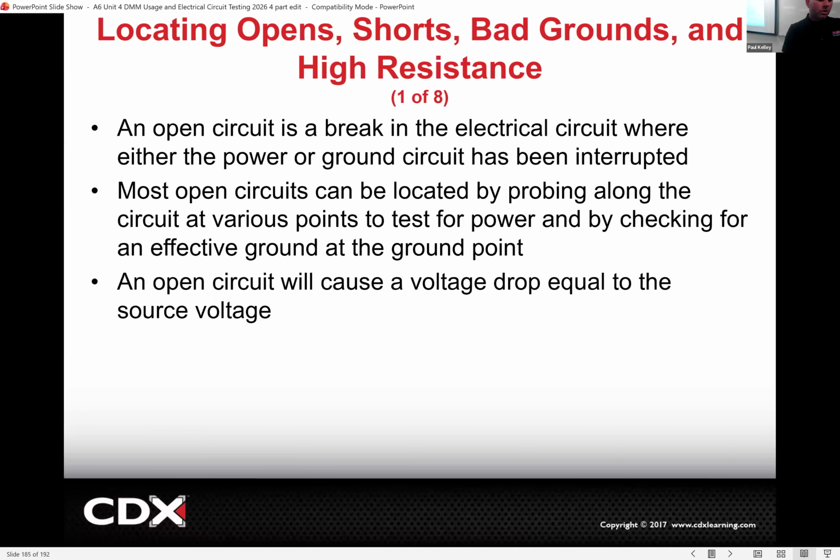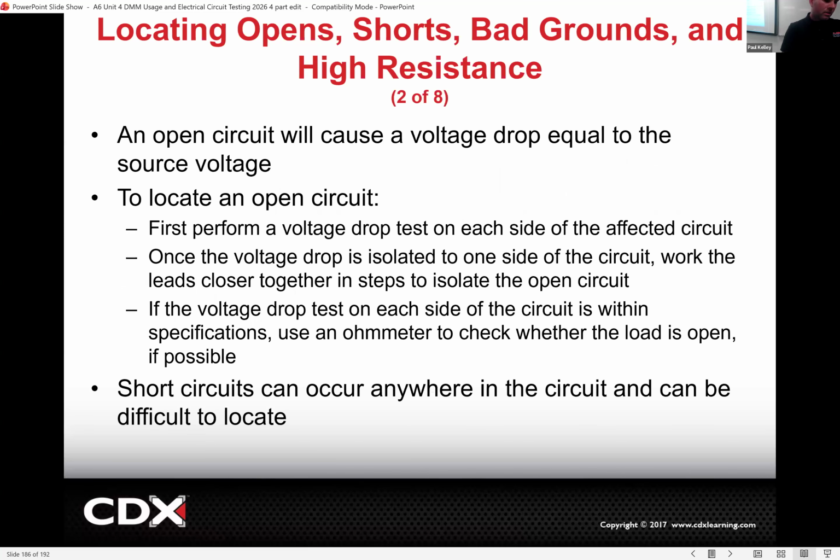Now, when we talk about open, shorts, bad grounds, high resistance, we can't exactly summarize that, but we've talked about this extensively and applied it in many different ways. So if you've understood this and we move on to the car and the vehicle has an electrical problem, it will pretty much be an open, a short, a bad ground, or just in general a bad connection and a high resistance, right? That's pretty much what we're hunting.